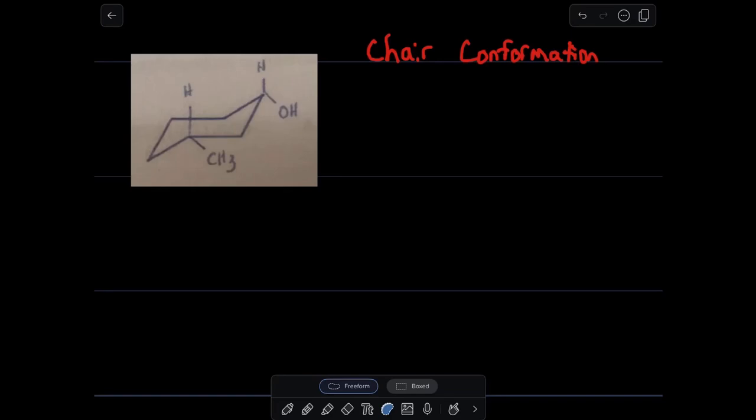So how would you name this compound? This compound here is in what we call the chair conformation. You can also look at it like this for the most part. However, when you start to see these chair conformations, stereochemistry comes into play, as we'll see here shortly.